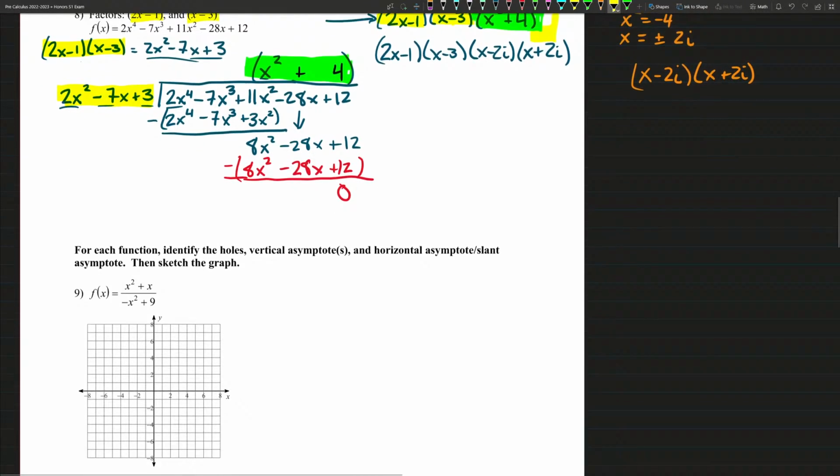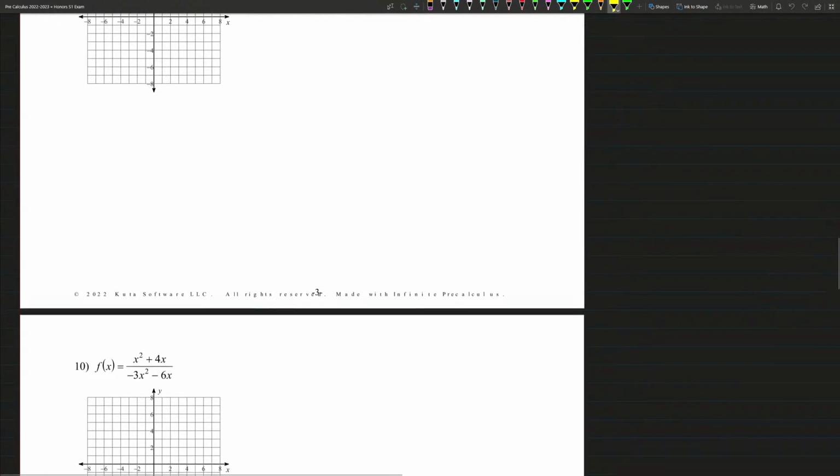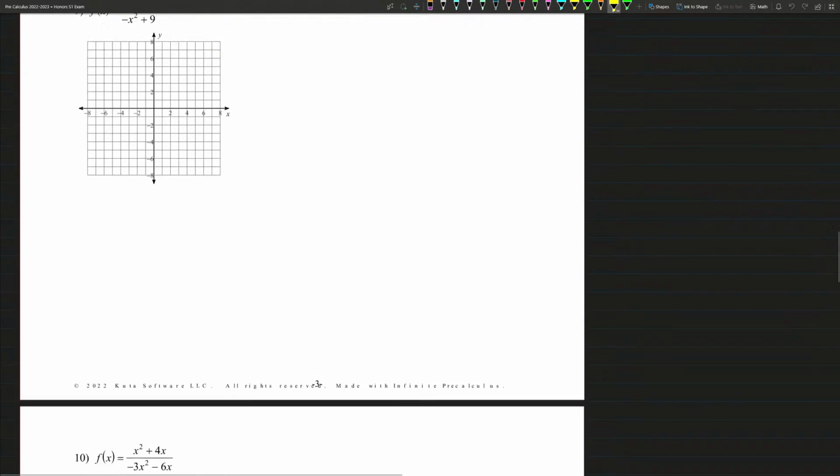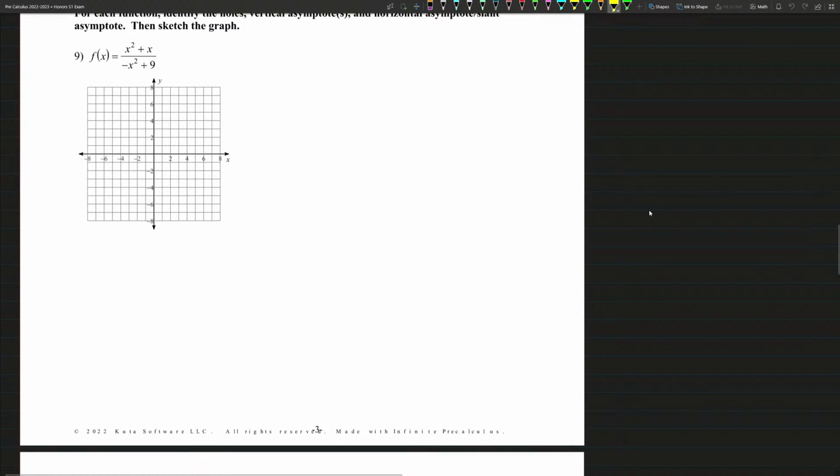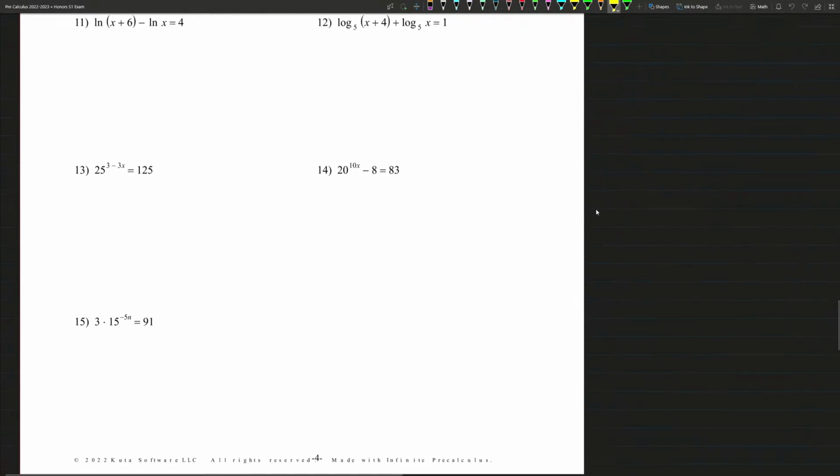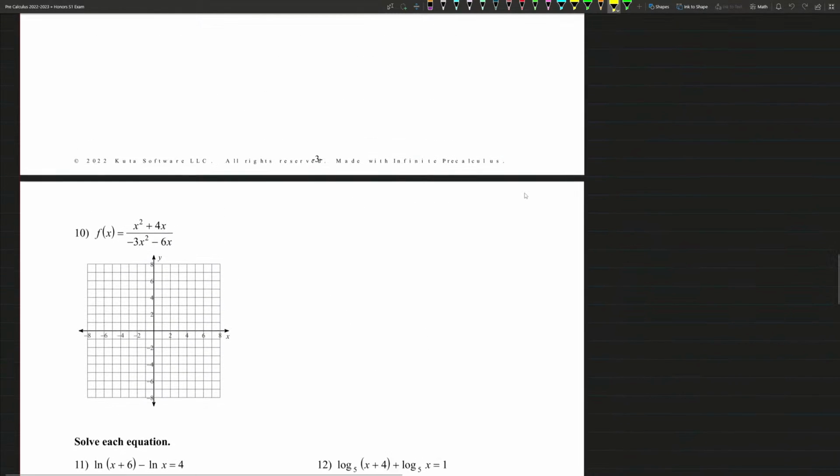All right, on to the asymptotes. Again, on the test, I think I printed 3 asymptote questions. I'm only meant to give you 2, so I'm going to cross one of those out. And I gave you 6 log questions. I meant to give you 3 or 5, so I'll cross one of those out as well.